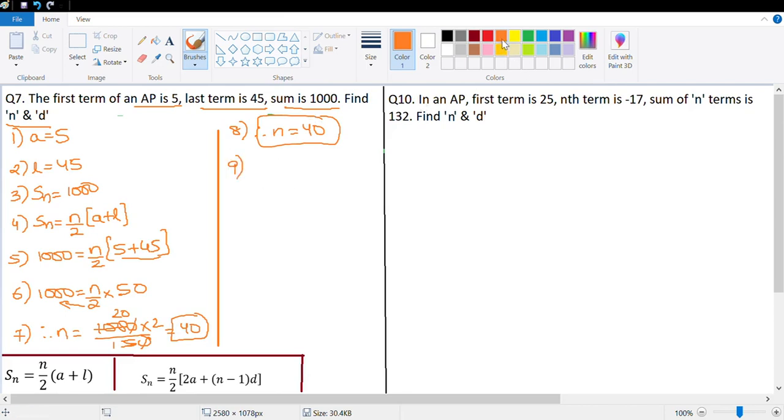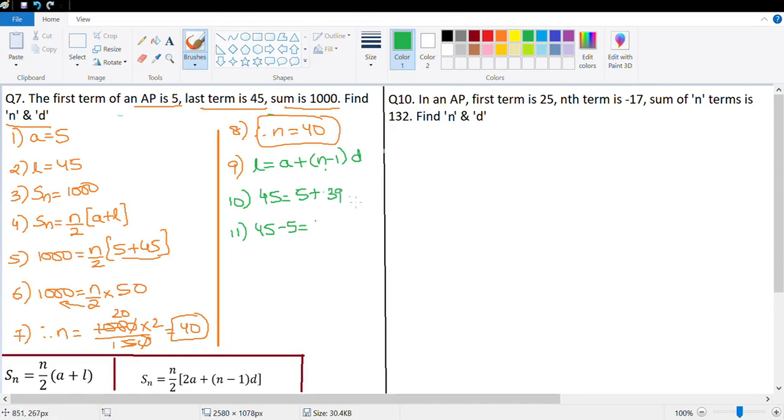So L is equal to A plus n minus 1 times d. In our case, L is 45. That's equal to A, which is 5, plus n minus 1 times d, which is 40. So this gives us 45 minus 5 is equal to... oh, n is 40. My mistake. D is not 40, n is 40. That's why I was asking why am I getting a weird answer. So n is 40, which we calculated.